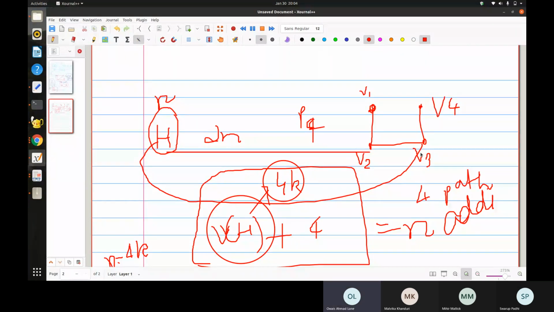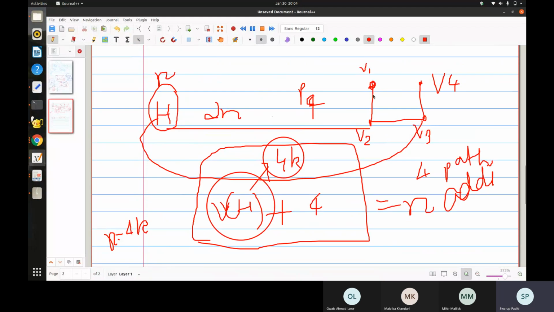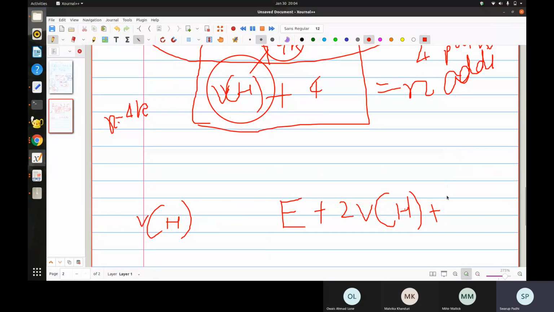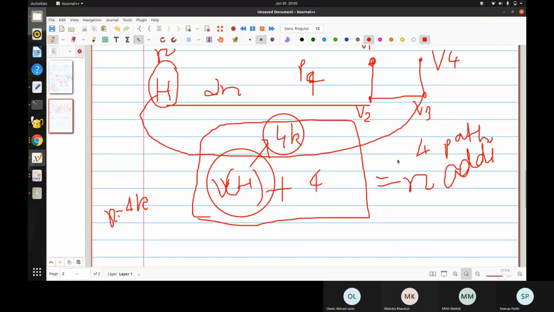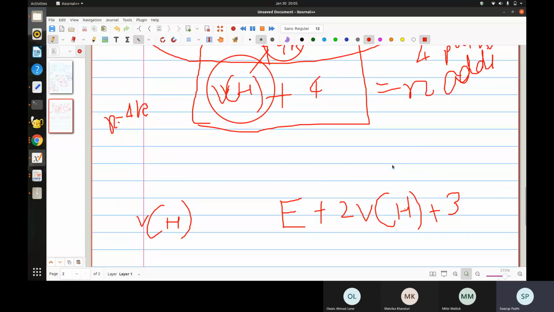So we have added only 2n edges. No, we haven't added just 2n. Let's say VH is the number of vertices in H. If E was the number of edges in H, then we have added E plus twice VH, plus three more edges, that is V1V2, V2V3, and V3V4. Okay, yeah. So can you think of why this particular graph is self-complementary?